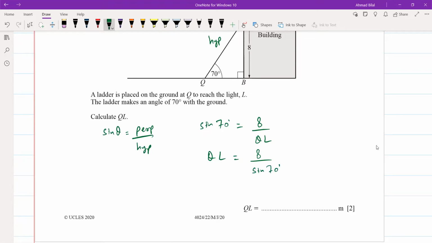ठीक है, ये evaluate कर लें. 8 divided by sine 70 gives 8.51. So this is 8.51 meters. This length here.